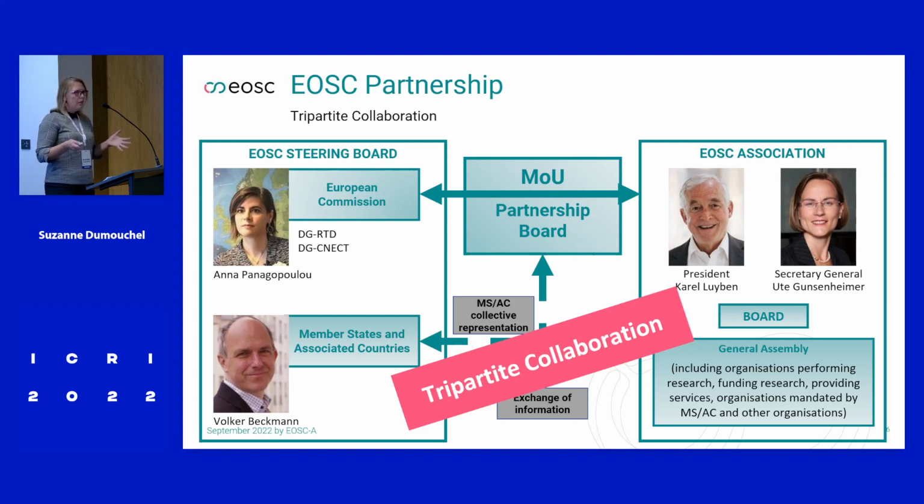By a specific governance that has been set up through a specific partnership, which is named the EOS Partnership. That means it's a tripartite collaboration between the EC on one side, to represent Europe as a whole, the member states and the associated countries on the other side, who represent the national perspective regarding data sharing and open science cloud, and the EOS Association, which represents the community.